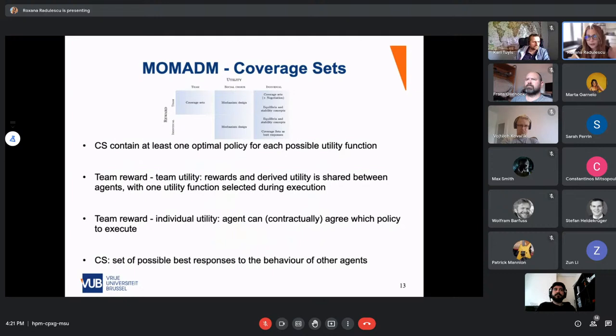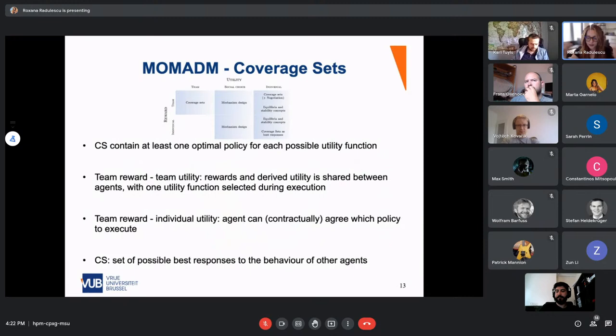You can see this as a single-agent multi-objective case. So you have the same motivation for using a coverage set as a solution concept. But furthermore, in team reward, individual utility scenarios, coverage sets could also be the input to some negotiation process to allow agents to agree upon which policy to execute. Or finally, in individual reward, individual utility settings, a coverage set can also be the set of all possible best responses to the behavior of the other agents. However, this might quickly become infeasible if the set of possible policies of other agents becomes too large.